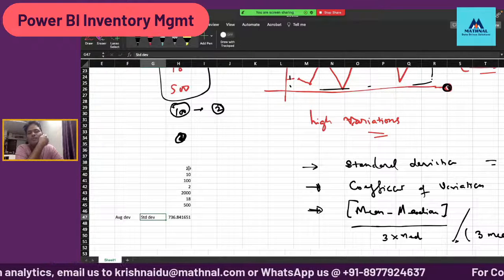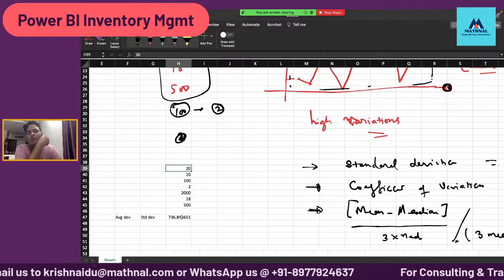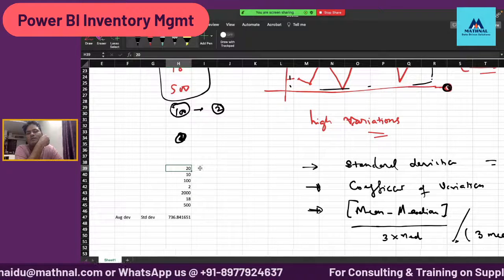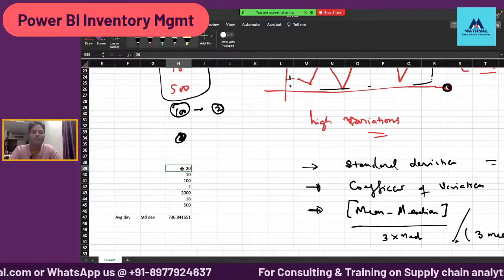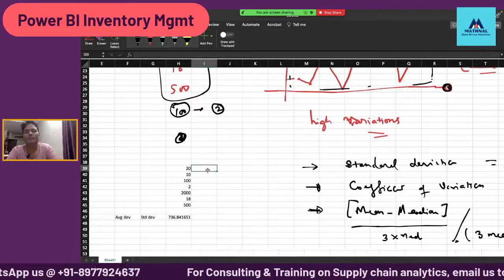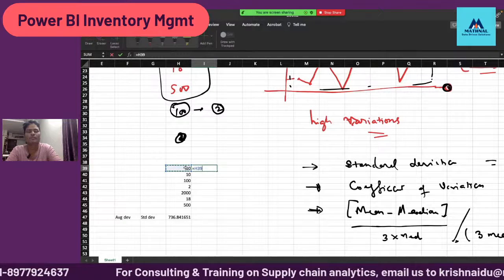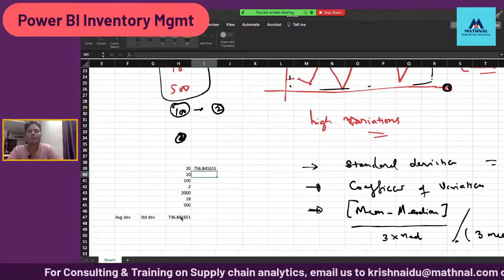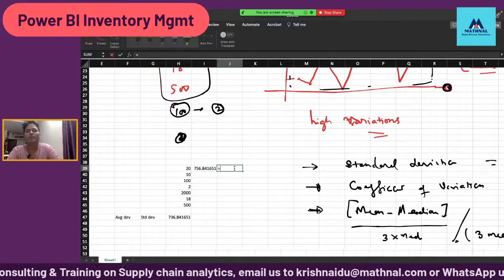If I do a prediction of 20, I might go either 20 plus 7. What is the meaning of this? If I make a prediction of 20, my prediction could be either 20 plus 736 or 20 minus 736.